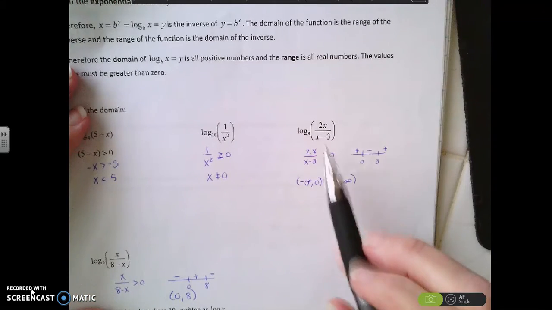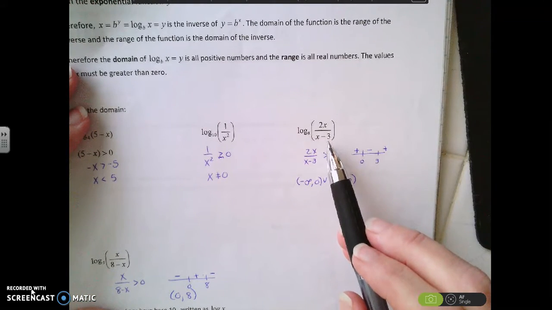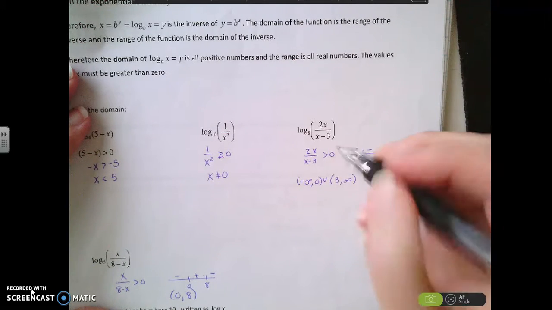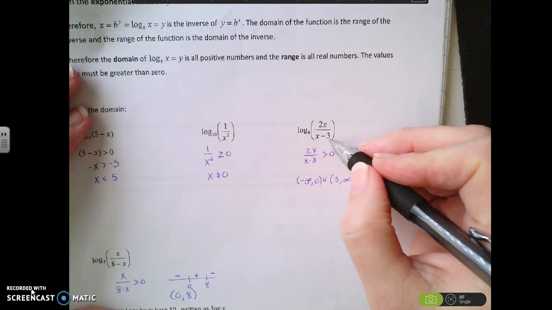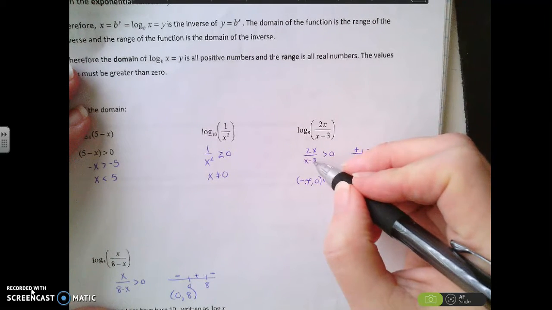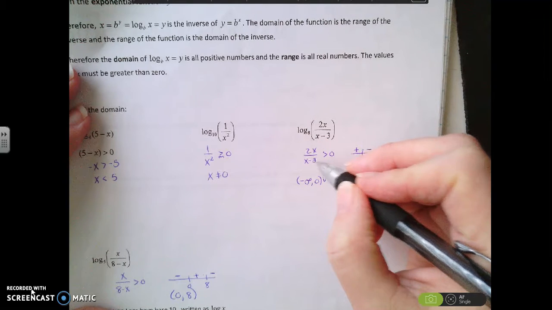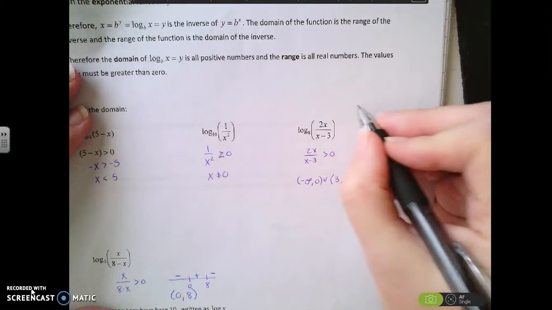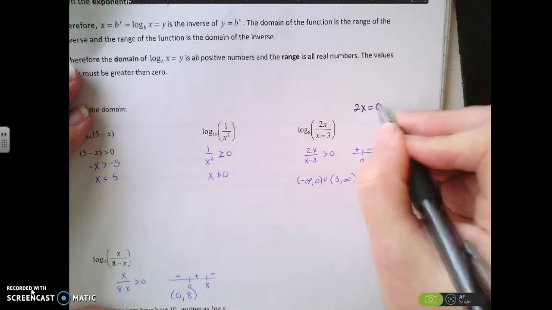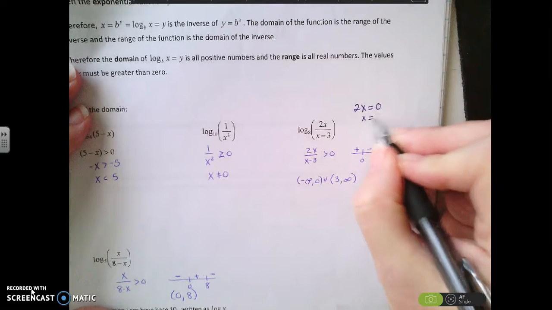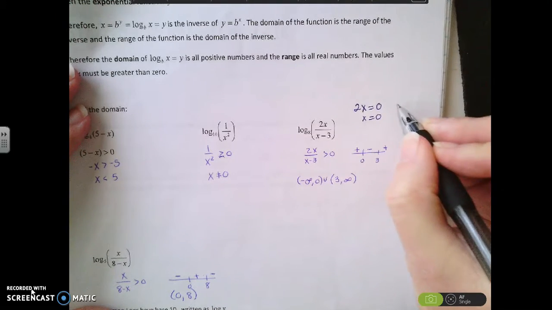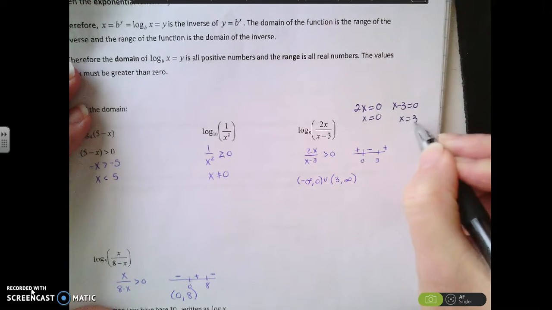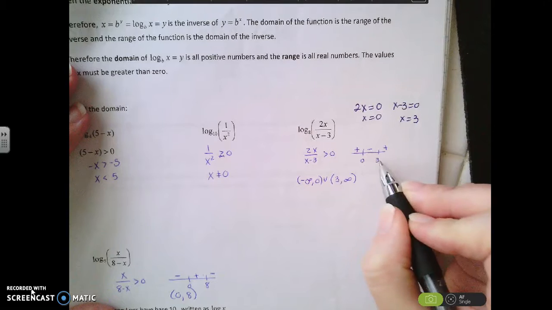And then we have problems like this. So this is where we have to do our breakpoints again. So remember when we did breakpoints a while back, we have to look at the numerator and the denominator. So we look at the 2x and we look at the x minus 3, and we want this whole fraction to be greater than 0. So to do our breakpoints, we take the numerator and set it equal to 0. So x equals 0. And we take our denominator and we set it equal to 0. So x has to equal 3. So 0 and 3 are my breakpoints.